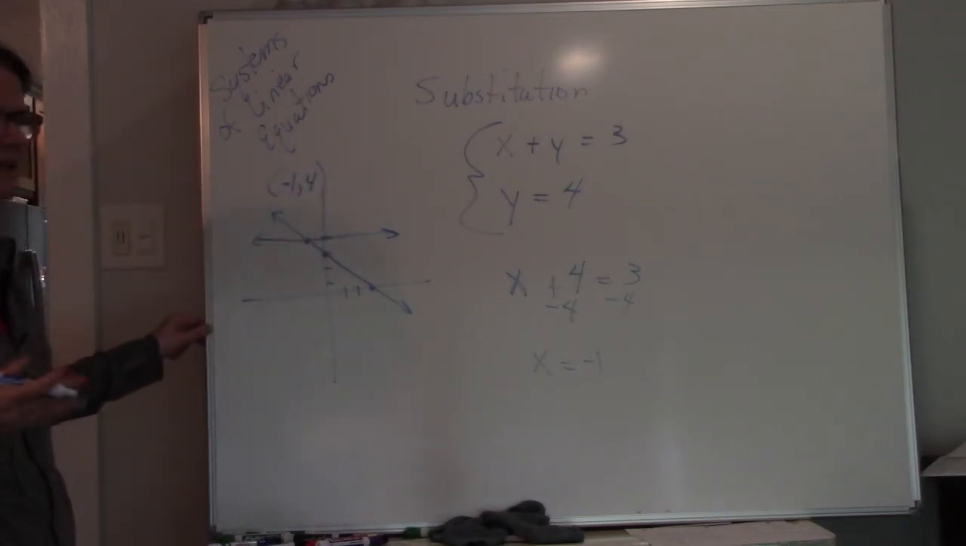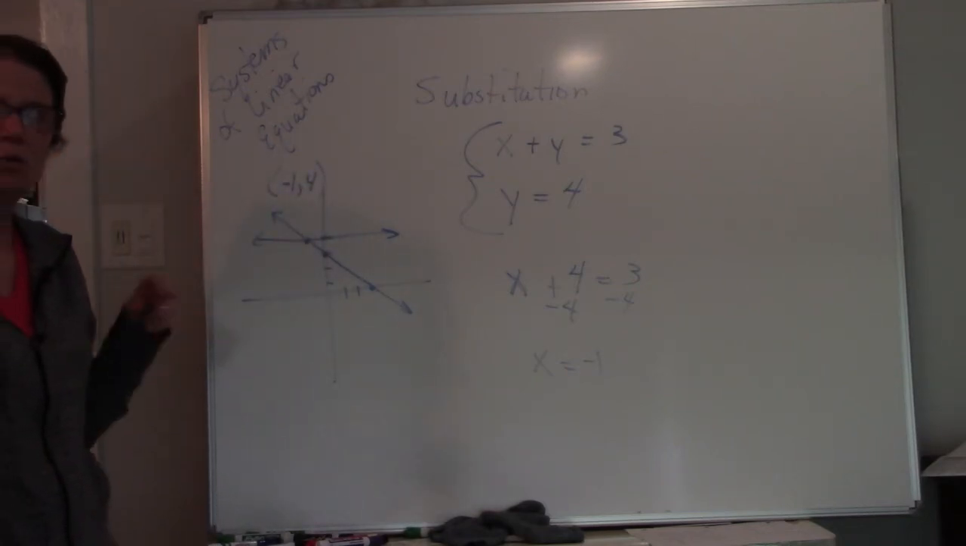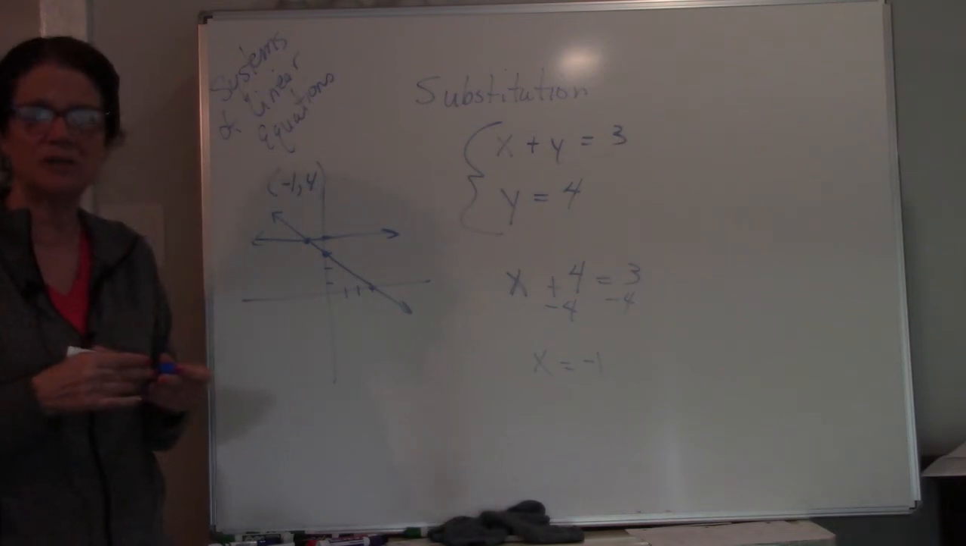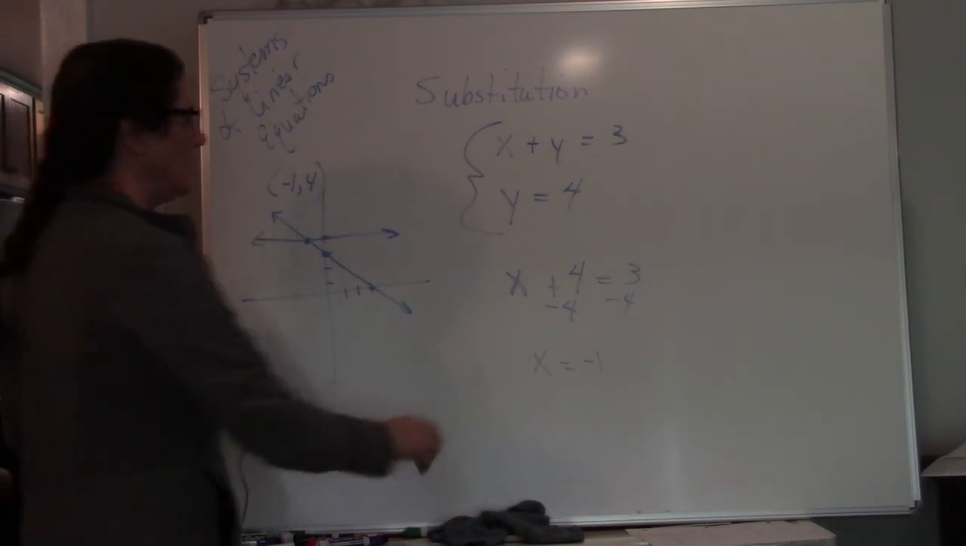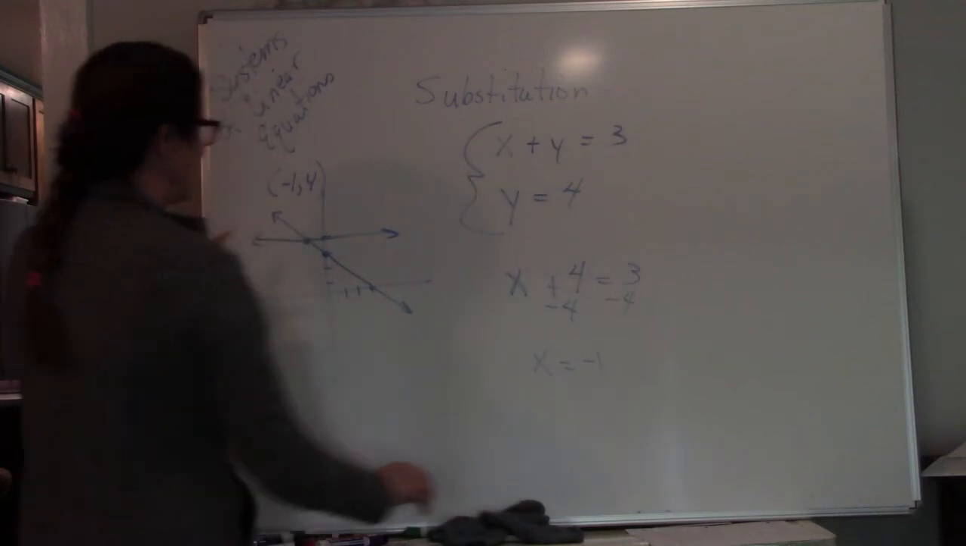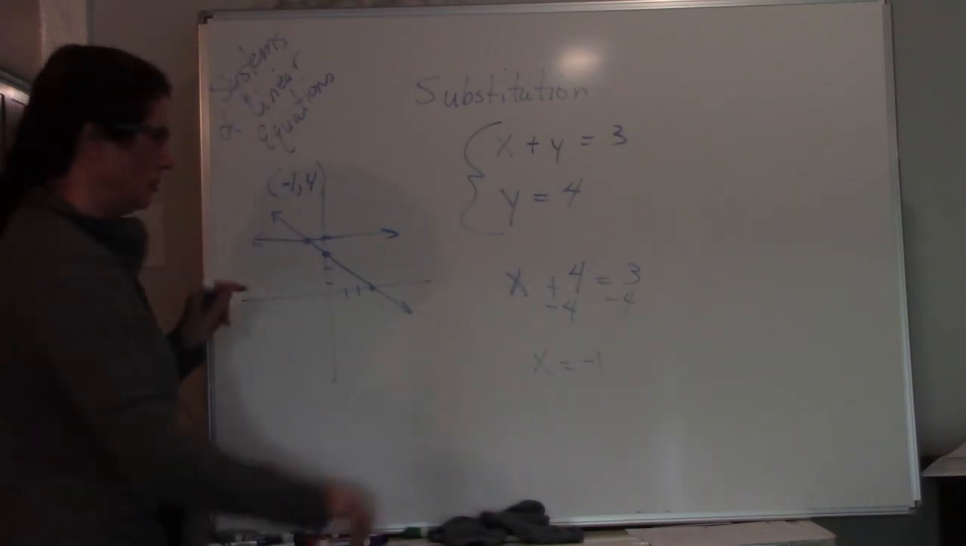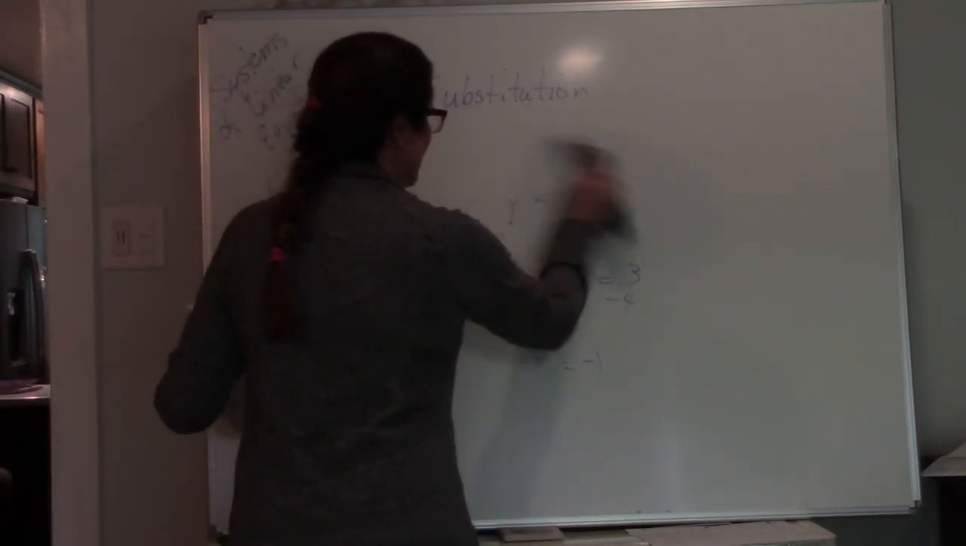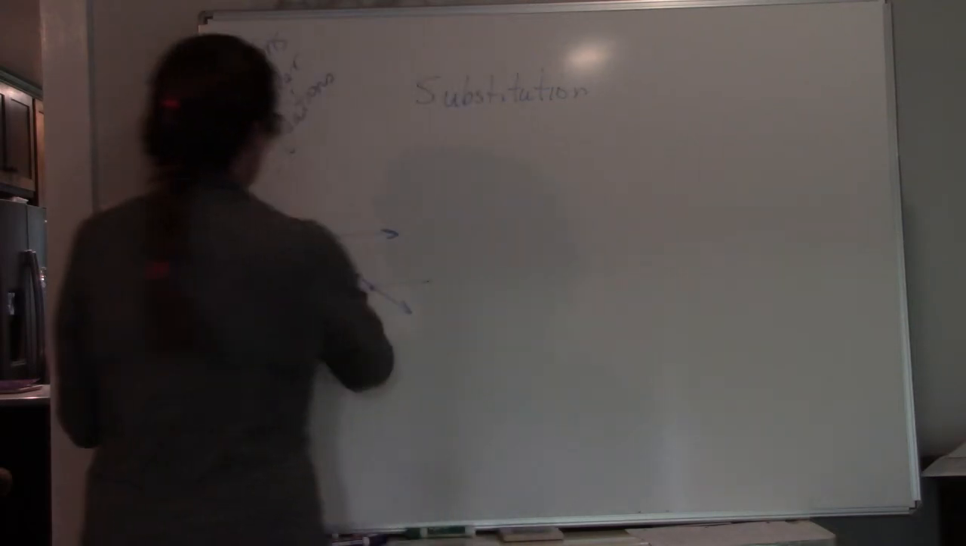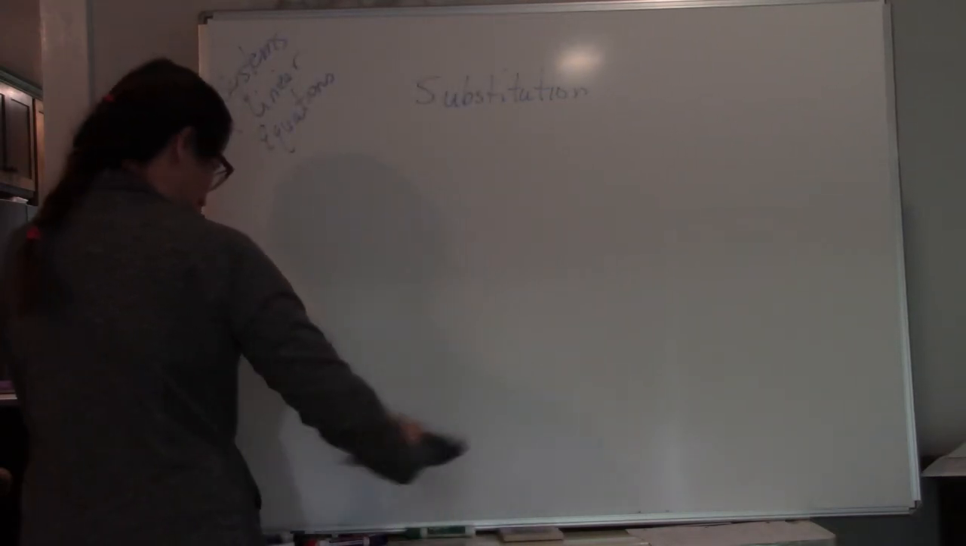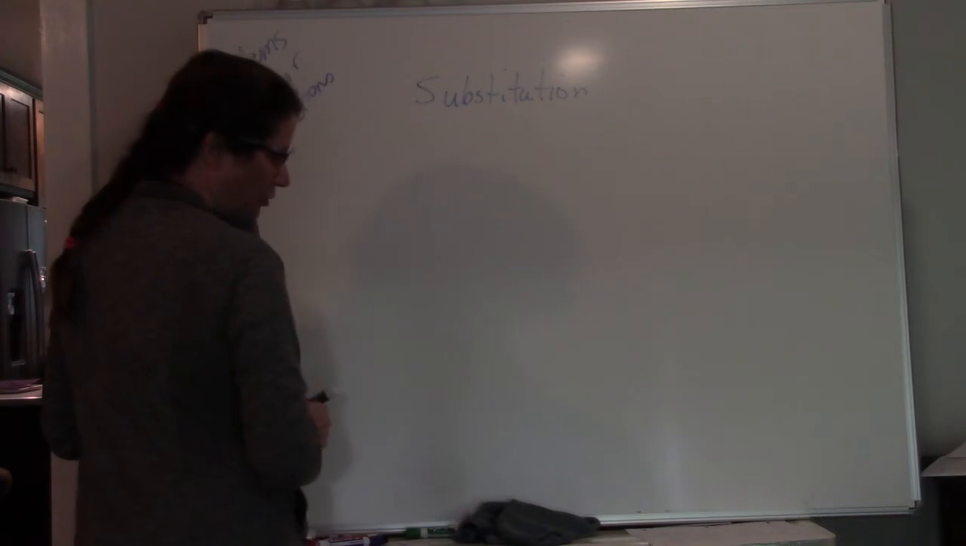Okay, so what I just did is I just substituted one equation into the other, and I was able to solve for my x and my y. My y was 4, my x is -1. That's the point that the two lines cross. If it's not already set up for one variable, then you can solve it.